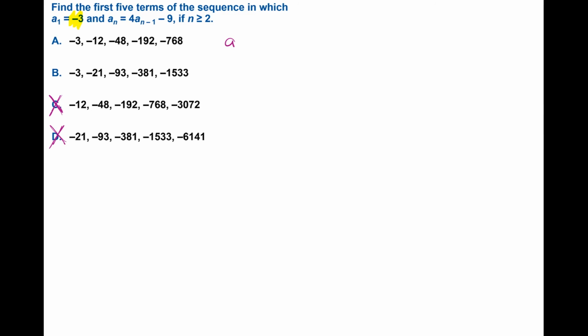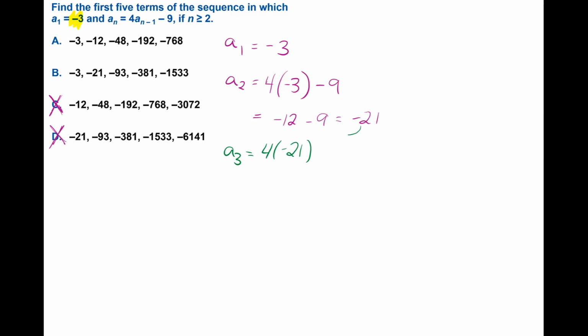And then let's lay it out. A sub 1 is equal to negative 3. A sub 2 is equal to 4 times the term before it, minus 9. So that one is equal to negative 12 minus 9, negative 21. A sub 3 is 4 times the term before it, negative 21. Put it in there, and minus 9. 4 times negative 21 would be negative 84. Minus 9 is negative 93.